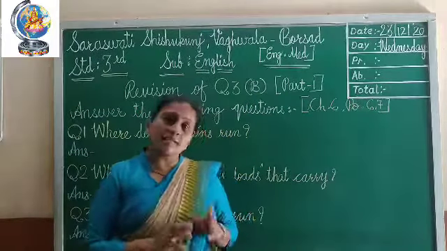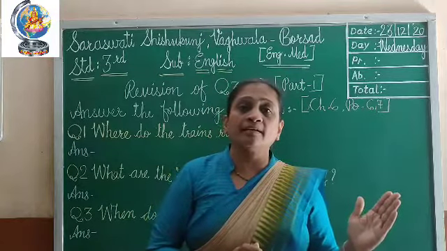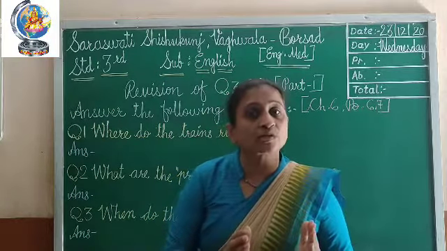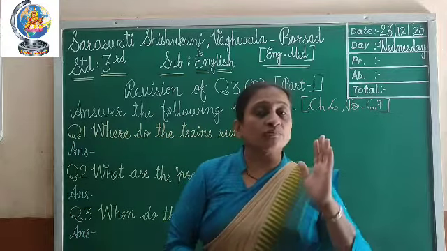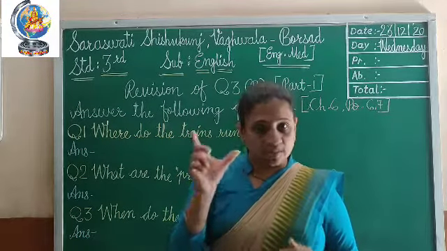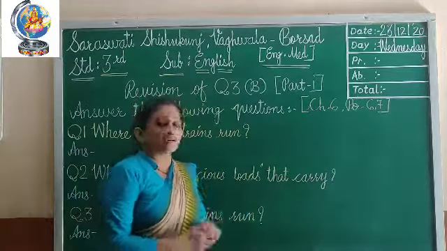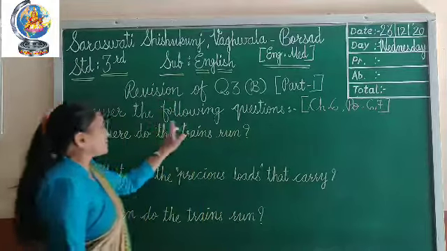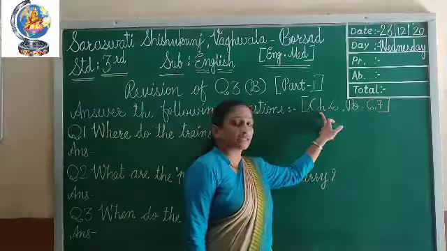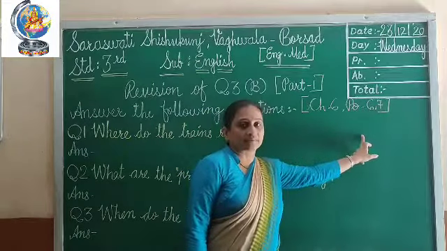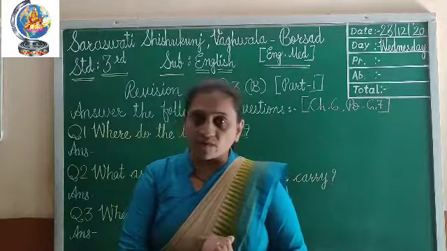So, question answers you have to learn by heart. The whole answer. Where you have to put a capital letter, where you have to put a comma and full stop. So you have to be aware of that, right? First of all, you have to learn the answers because answers are big. So that's why I started question answer first. And answer the following questions. I took these questions from chapter 6, poem 6 and poem 7. So only these three you have to learn by heart for question answer.